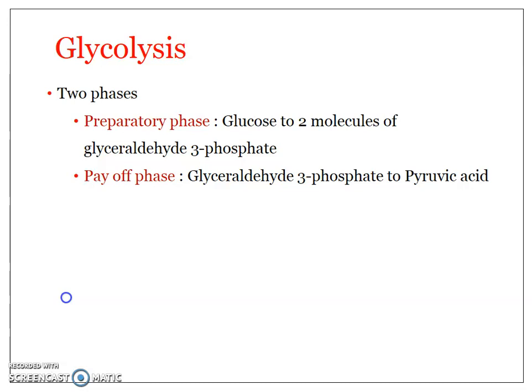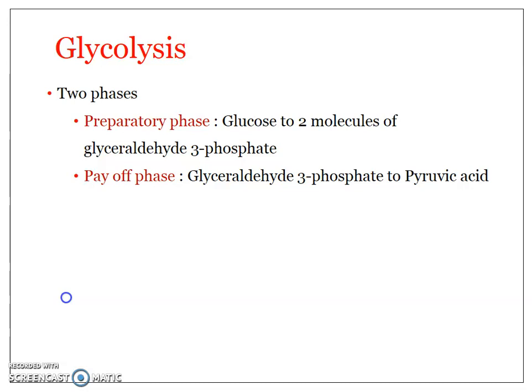And here it is an energy investment phase where ATP is getting utilized at various steps for the phosphorylation process to happen. Now the second phase is the payoff phase, that is the energy generation phase. It is where two molecules of glyceraldehyde 3 phosphate are produced, and these molecules are getting converted into pyruvic acid through various steps. And during this particular phase, ATP is generated, and hence it is also referred to as the energy generation phase.